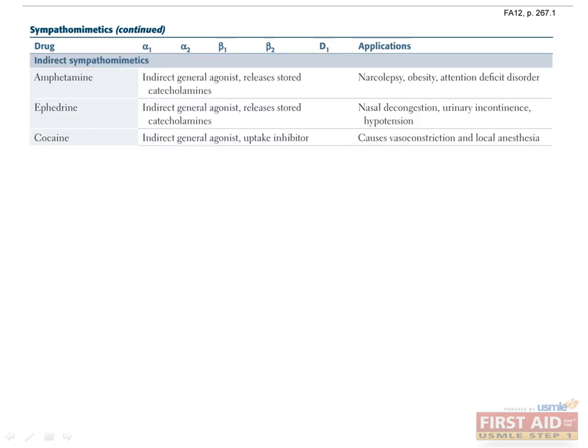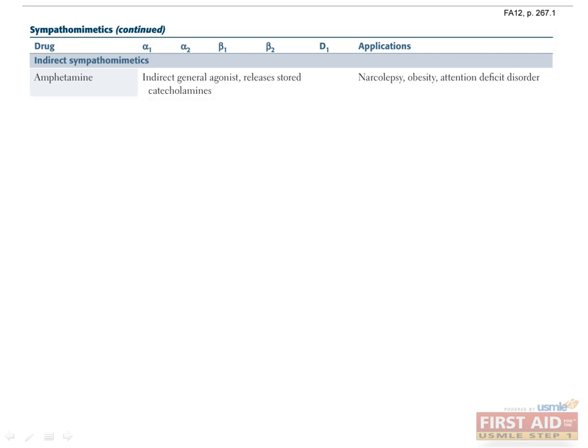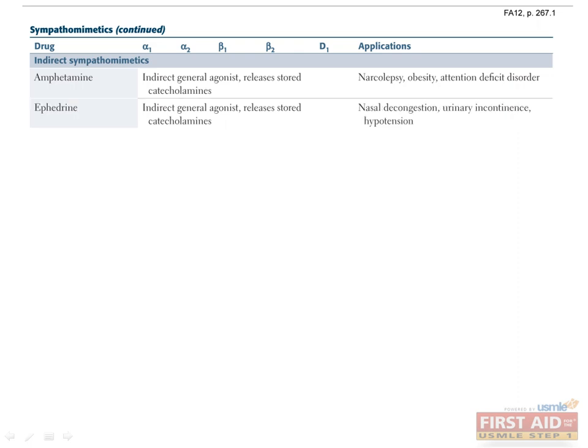Moving on to the indirects and sympathomimetics. These agents act either by increasing the release of stored catecholamines or preventing their reuptake. They do not directly stimulate adrenergic receptors themselves, which is why they are indirect. Amphetamine releases stored catecholamines and prevents reuptake, and is used to treat ADHD, narcolepsy, and obesity. Ephedrine releases stored catecholamines and is used to treat nasal congestion, urinary incontinence, and hypotension.